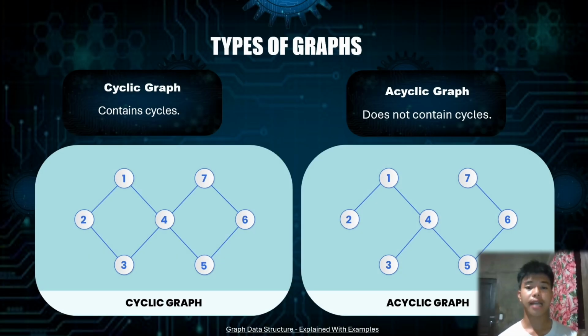And last, an acyclic graph does not contain a cycle. A real life example is a family tree, parents and children. You must come from your parents before you become a parent, and so on for the next generations. You cannot go back and become the parent of your own parents.